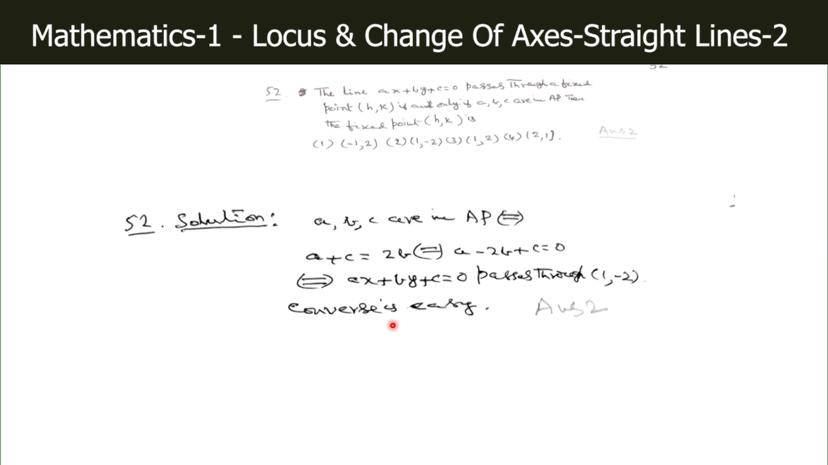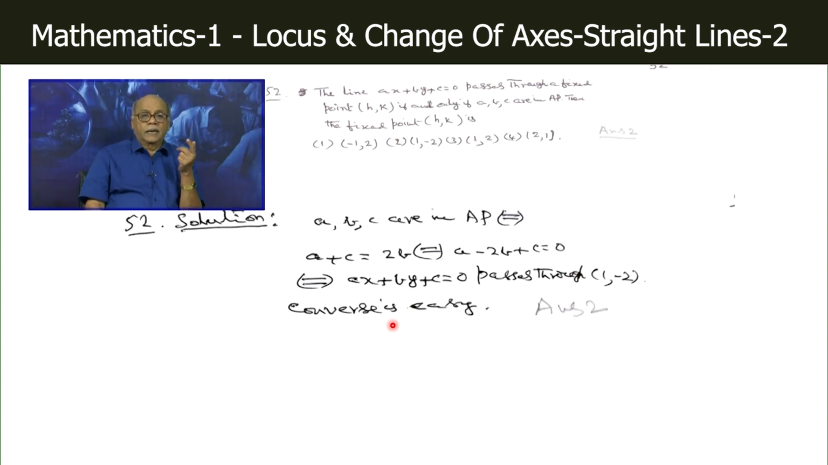And the converse is also very easy. Converse means if the line passes through 1 comma minus 2, then the coefficients A, B and C are in AP. Because it passes through 1 comma minus 2, A into 1 plus B into minus 2 plus C equal to 0, or A plus C is equal to 2B. So that A, B, C are in AP.